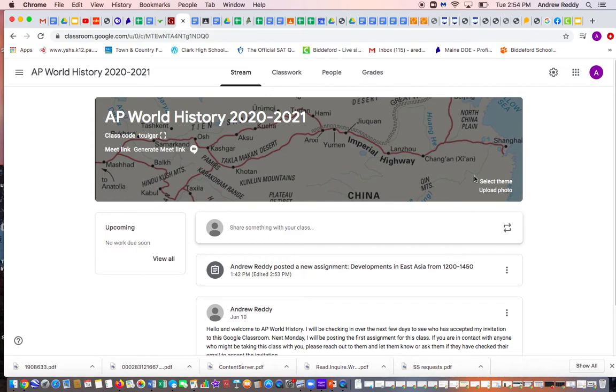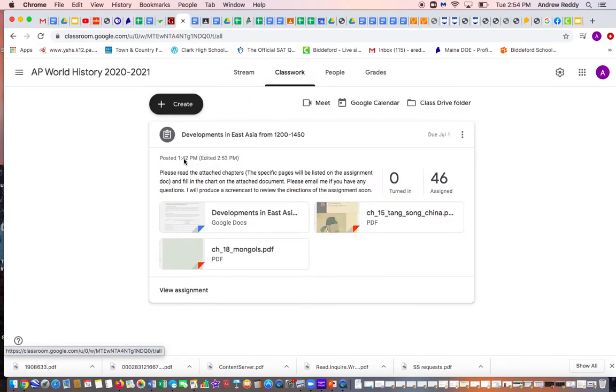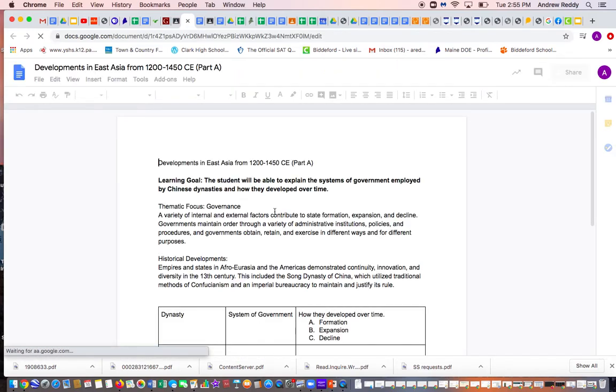You should be on this page once you've accepted your invitation to AP World History, and from here you're going to go to classwork. The first summer assignment is called Developments in East Asia from 1200 to 1450. You'll see in the assignment that there are two PDFs that have been attached. You will not be responsible for reading the entire chapters, but those chapters are there and there are page numbers assigned within those chapters that are going to help you to complete the document that you have here.